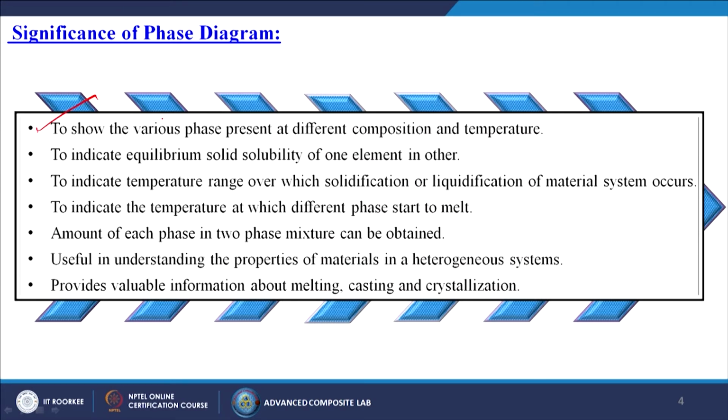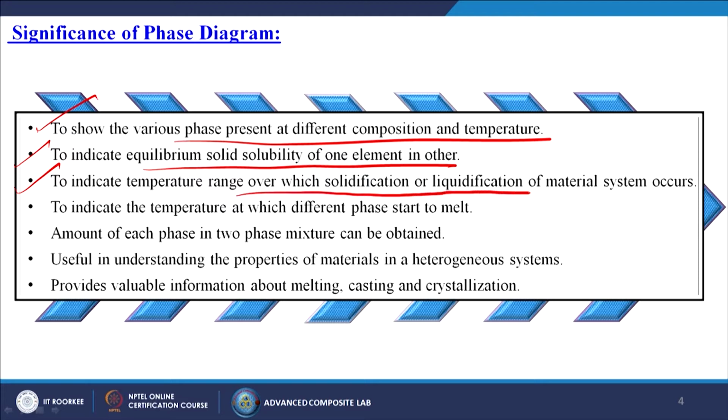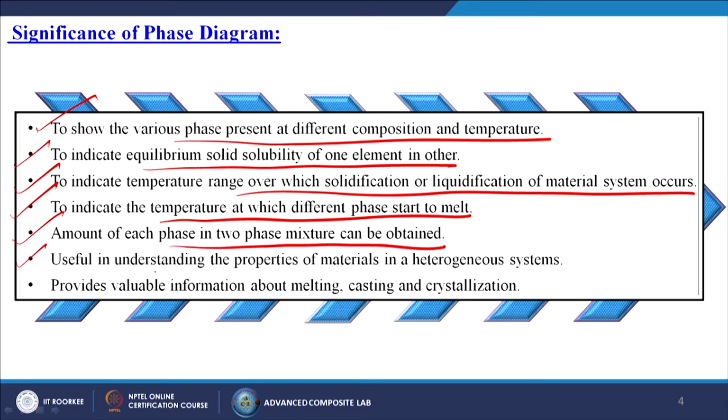So, what is the significance of the phase diagram? First, to show the various phases present at different compositions and temperatures. Second, to indicate the equilibrium solid solubility of one element in another. Third, to indicate the temperature range over which solidification or liquefaction of material systems occurs. Fourth, to indicate the temperature at which different phases start to melt. Fifth, the amount of each phase in a two-phase mixture can be obtained. Sixth, it is useful in understanding the properties of materials in heterogeneous systems. And seventh, it provides valuable information about melting, casting and crystallization.